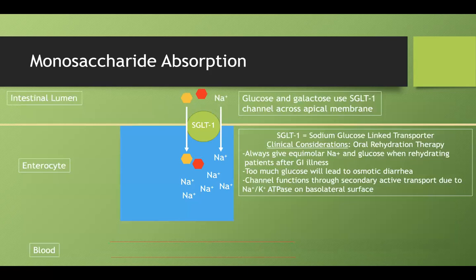So this is from our small intestine lecture, and I point out that several of these monosaccharides use this SGLT1, and for every glucose or galactose that enters, you need a sodium to enter as well. That's why when you're rehydrating, you should give equal concentrations of sodium and glucose. If you just give them a bunch of glucose, a lot of that glucose will just stay in the lumen because you have a relative sodium deficiency in the lumen, and this will cause an osmotic diarrhea.